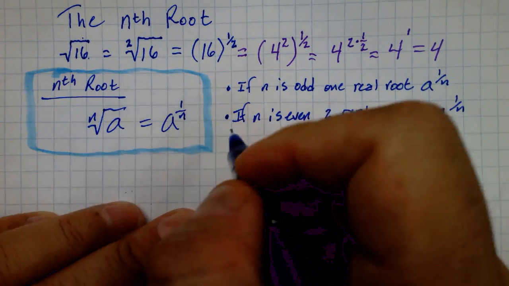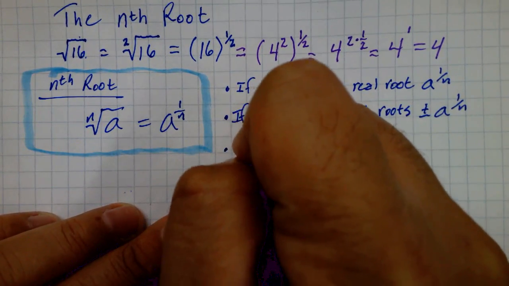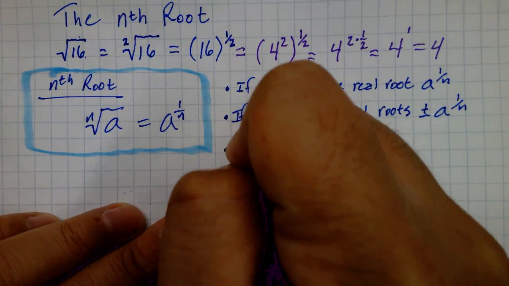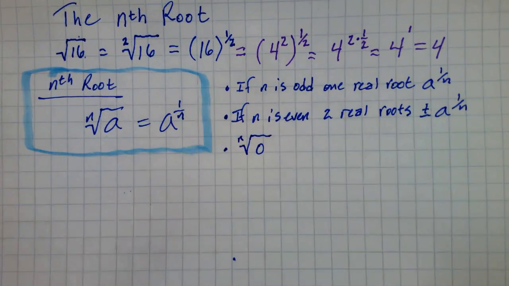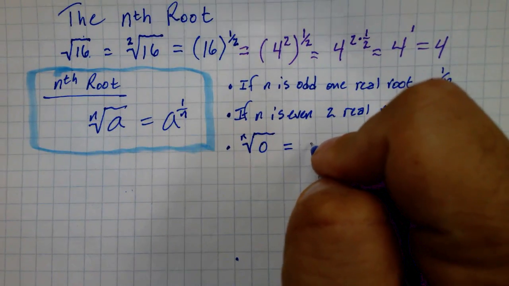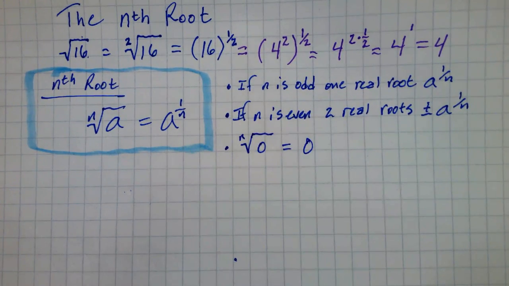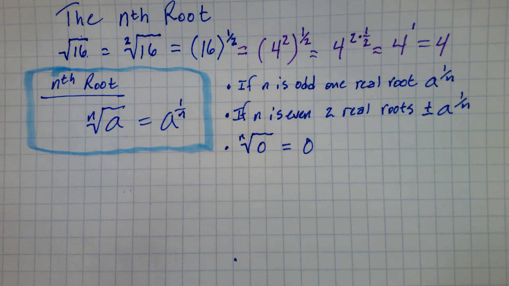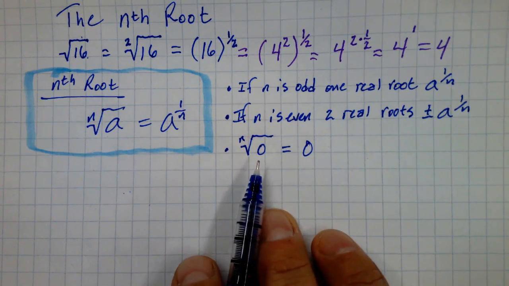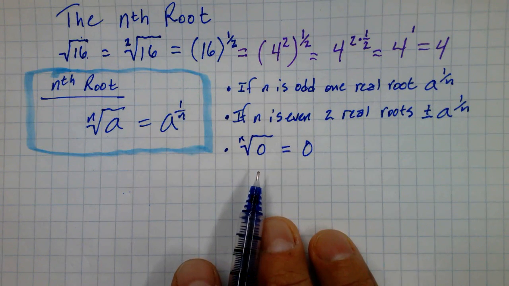Okay. Now, say you have 0. This would be 0. Okay. So the nth root of 0 is going to be 0 each and every time.